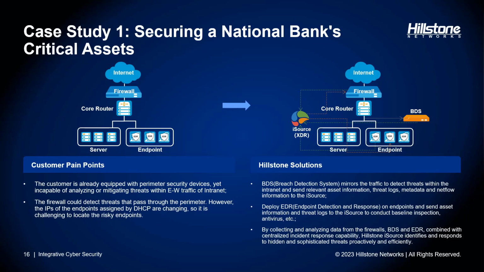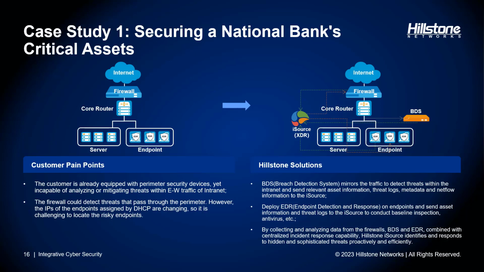Now here we can see case study 1. Here a national bank is faced with challenges in securing its critical assets. While they had perimeter security measures in place, they really struggled to analyze and mitigate threats within the internal network. That's east-west traffic. The existing firewall could detect threats passing through the perimeter, but the dynamic IP assignments via DHCP made it difficult to pinpoint risky endpoints.